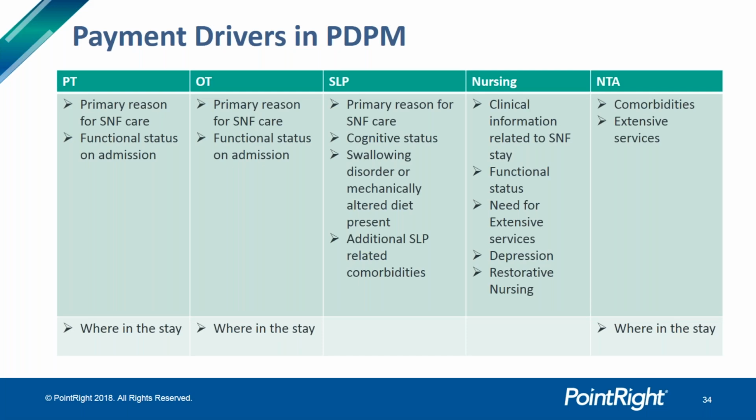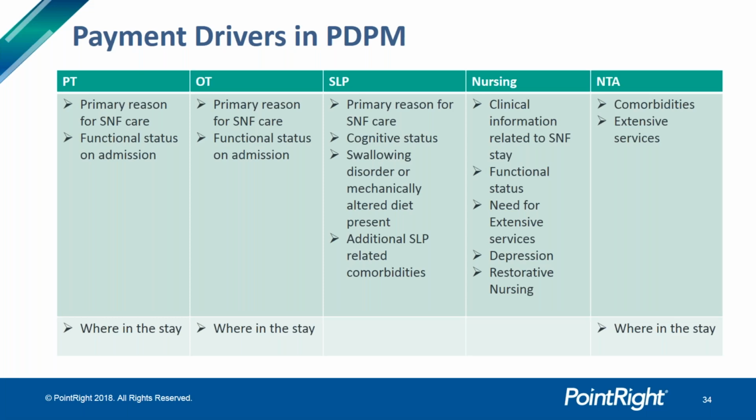Here's another way to look at the payment drivers in PDPM. When we're looking at PT and OT, it's the primary reason that they're in the SNF, their functional status when they come into the SNF on admission, and where in the stay they happen to be. When we're looking at speech, there's a little bit more involved. It's again the primary ICD-10 code, what their cognitive status is, the presence of a swallowing disorder or mechanically altered diet, and then how many comorbidities they have associated with that speech.